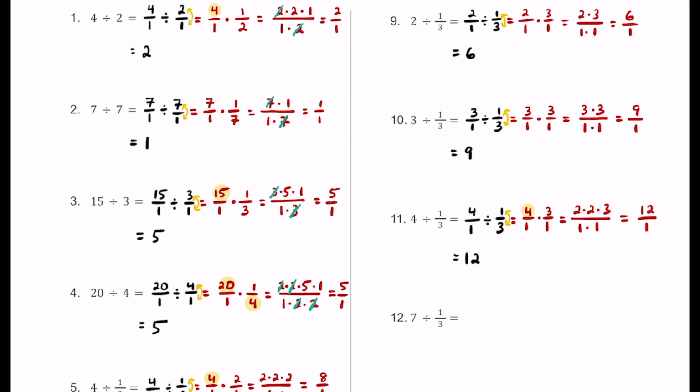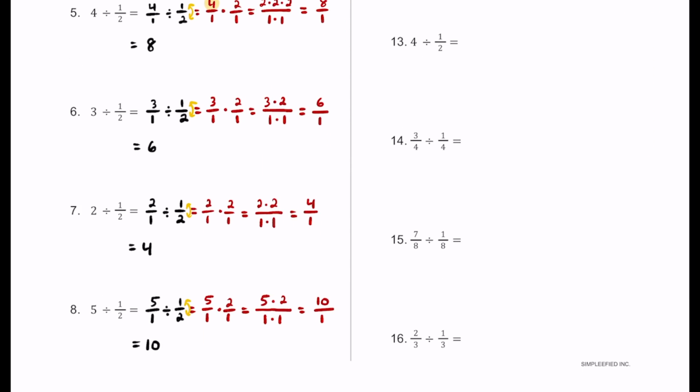For number 12, let's see what we have here. We have 7 divided by a third, so 7 is 7 over 1. We're going to divide this by 1 over 3. And let's go ahead and rewrite this as a multiplication problem, so keep the 7 over 1. And let's go ahead and multiply this by the flipped version of 1 over 3, which is just 3 over 1. 7 and 3 are both prime, so we don't have to break anything down. 7 times 3, 1 times 1. 7 times 3 is 21, and 1 times 1 is 1. So 21 over 1 is just 21.